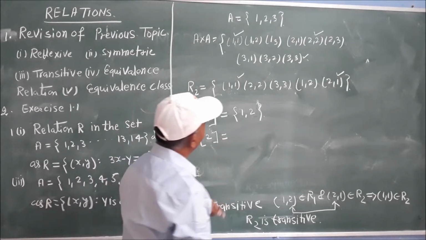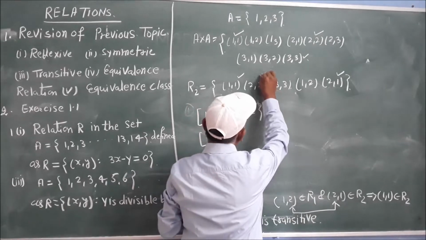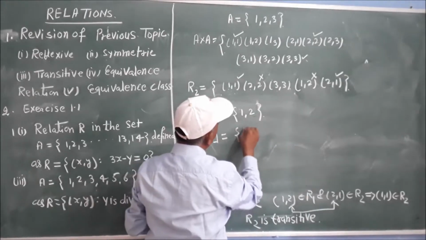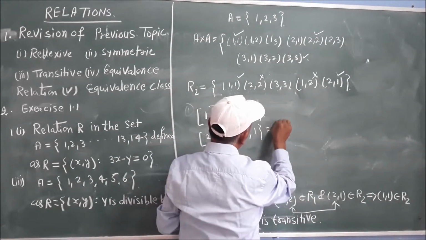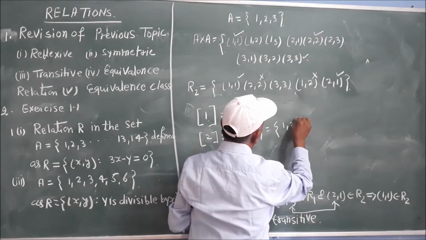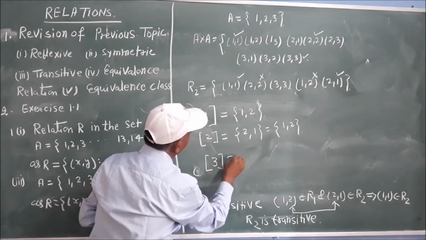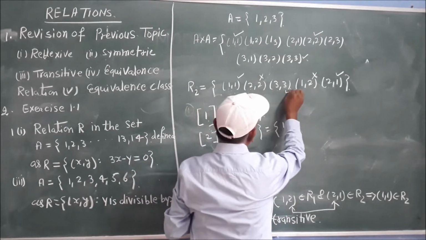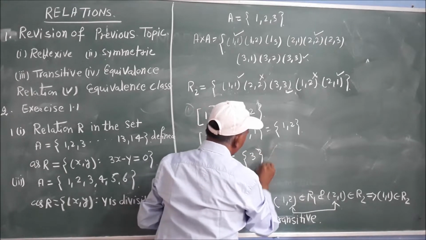And after that, equivalence class of 2. Check here. 2 may be the second term. Here second term 2, here second term 2. So it is related with 2 and 1. Arrange it, so this is again 1 2. After that, equivalence class of 3. Second element must be 3. So this is your 3. Equivalence class of 3 is 3.